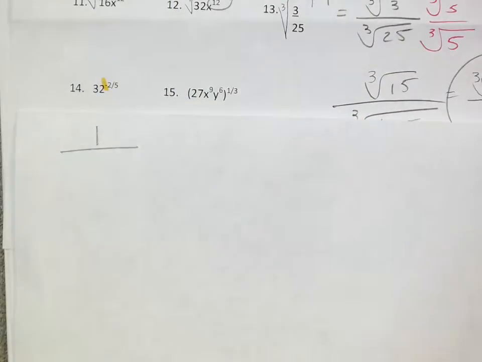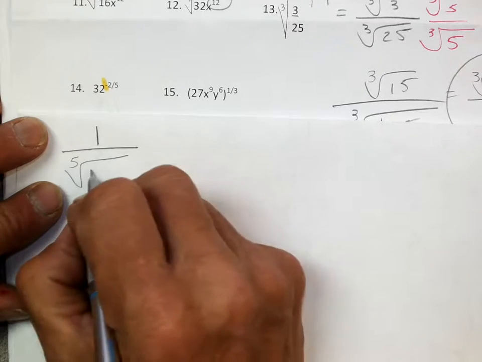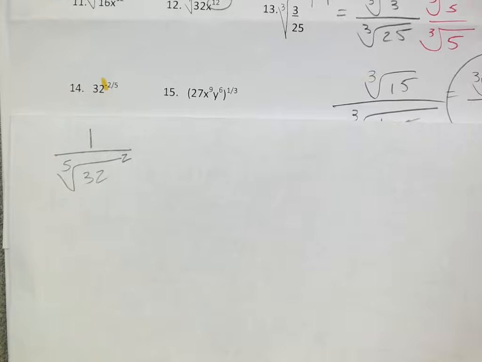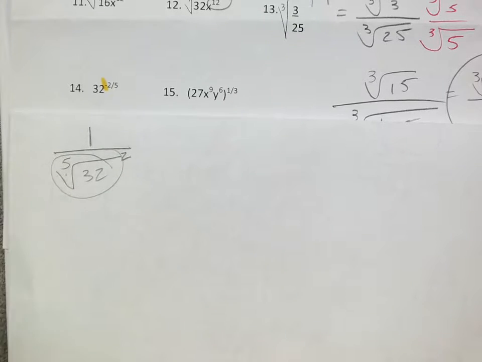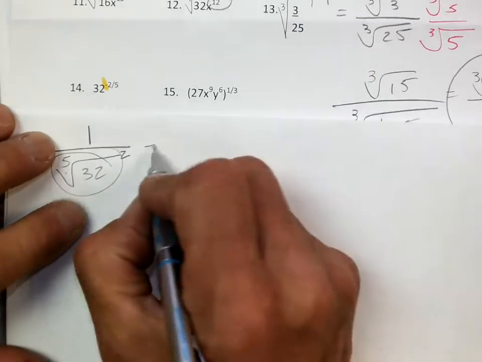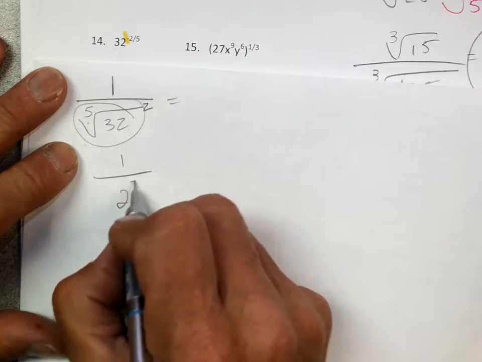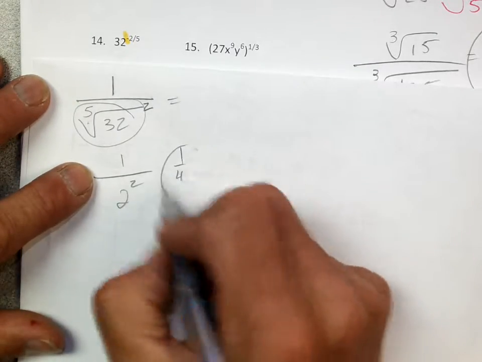And then I do the 5th root of 32 squared, okay? 1 over the 5th root of 32 squared. So now the 5th root of 32, okay? So what times what times what times what times what? 2. It is 2, you guys are right. So the 5th root of 32 is 2, so the answer is going to be 1 over 2 squared, right? Which is just 1/4.